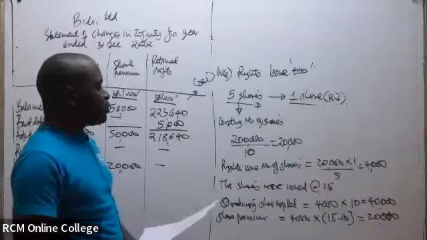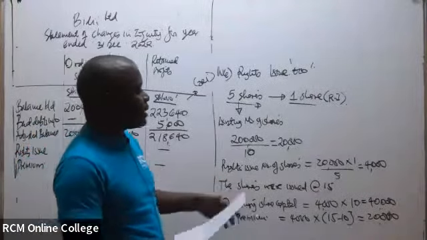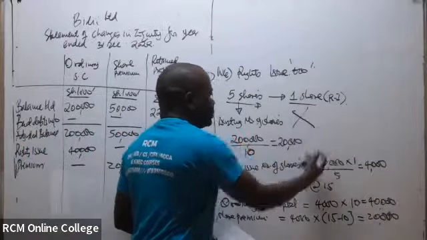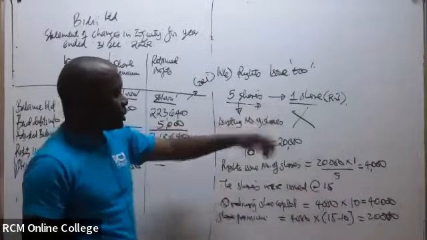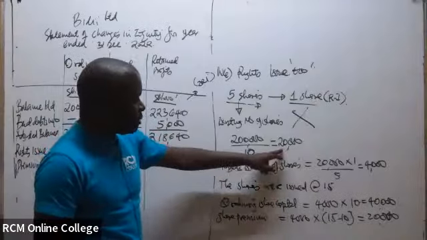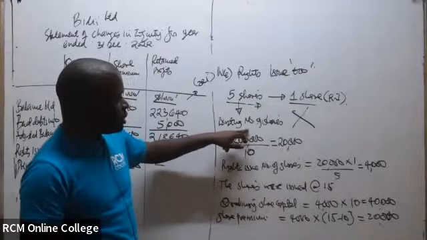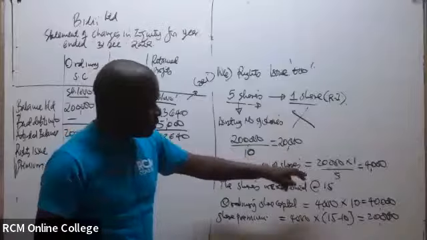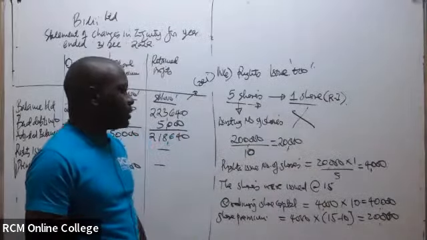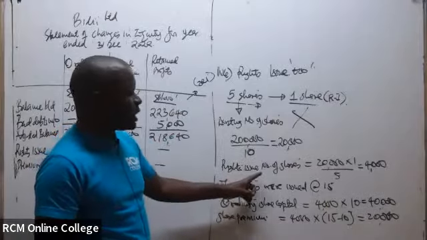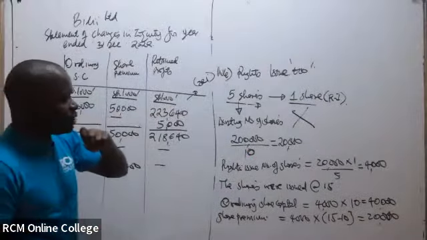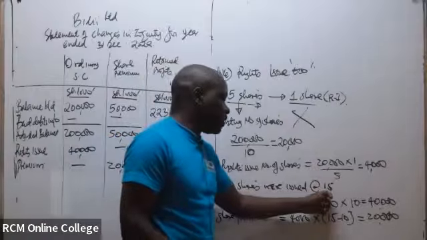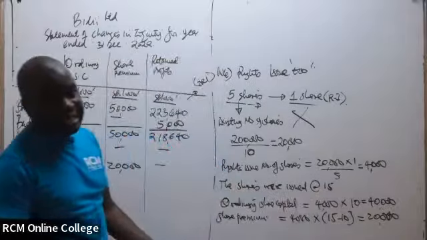So for the rights issue, you do the cross multiplication: 5 shares, 1 share. What about 20 million shares? That's what you've done here. And then you'll get that the rights issue was actually 4 million shares. But remember, these shares were issued at how much? 15 shillings. And their par value is 10.